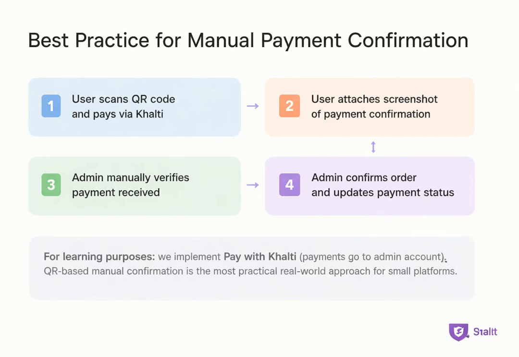The most practical real-world approach for a small platform like this is actually a hybrid. The user pays via Culti by scanning a QR code, then attaches a screenshot of the payment confirmation when placing the order. The admin then manually verifies that the payment was received and confirms the order. This avoids all the complexity of merchant accounts and automated payment splitting. For this project, we implement Culti integration for learning purposes, specifically to understand how payment gateways work, and all payments are routed to the admin's account. The manual confirmation approach is genuinely the best option for a platform at this stage.